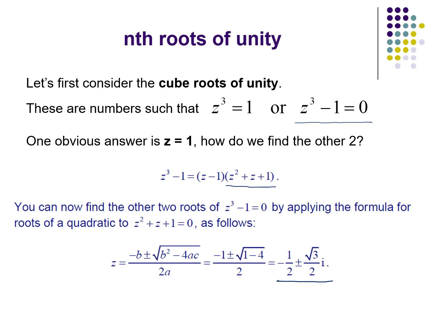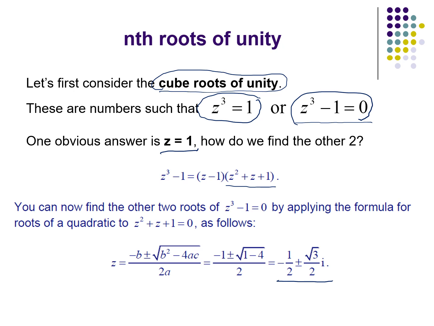Remember, that can be asked in a question in words like that, cube roots of unity. So you need to understand what that means. It also could be asked in a question like that, and it also could be asked in a question like that. So you need to be aware of all of the different ways in which they can ask you to find this. Okay, so our three cube roots of unity are 1, minus a half plus root 3 over 2 i, minus a half minus root 3 over 2 i.